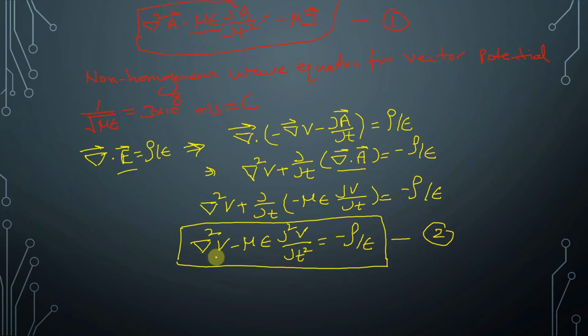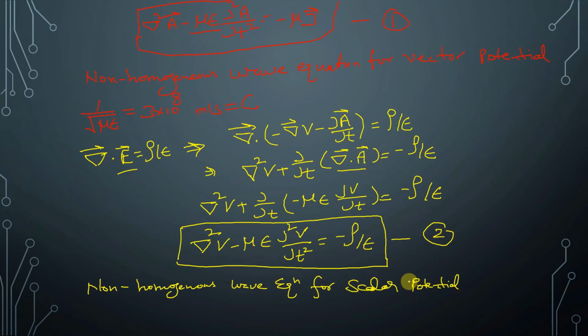Solution of this equation will give you the value of V, and this is called the non-homogeneous wave equation for scalar potential. Okay, scalar potential. So now we need to find the solution of these two equations, equation 1 and equation 2, to find this retarded potential.